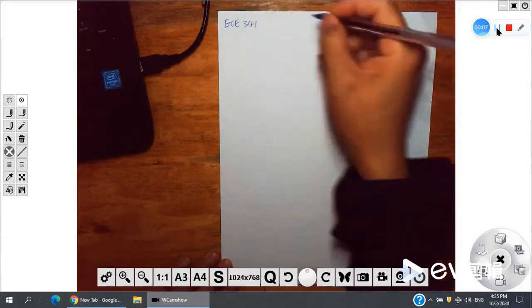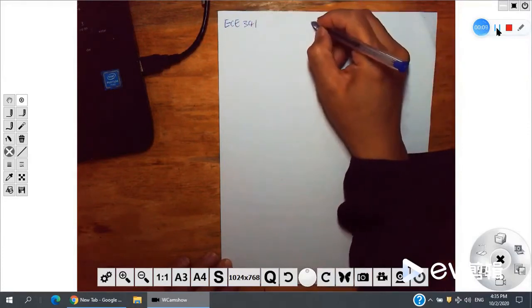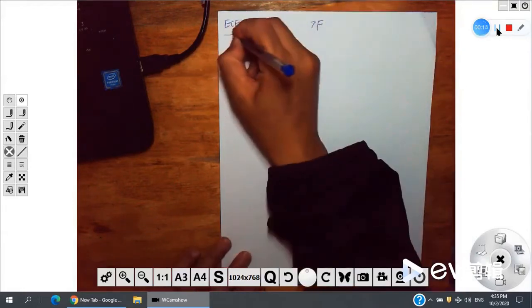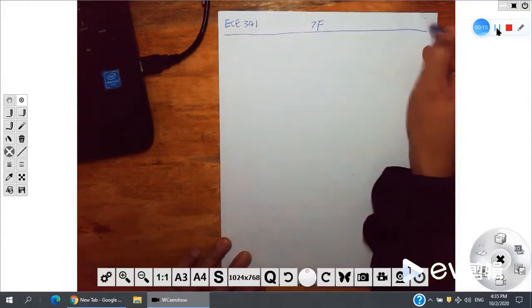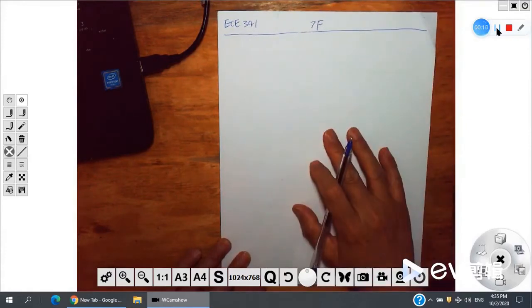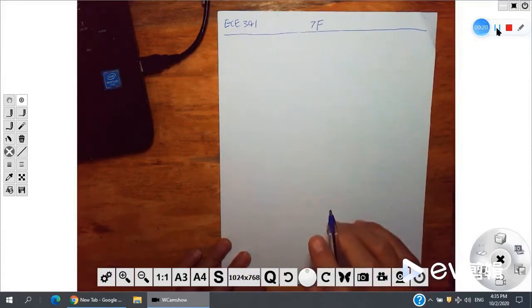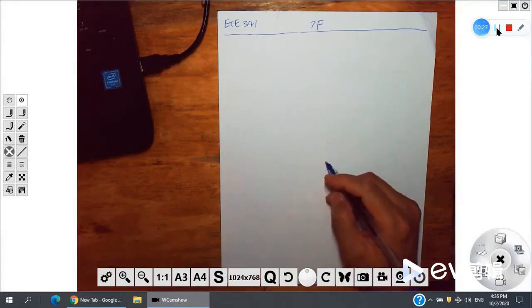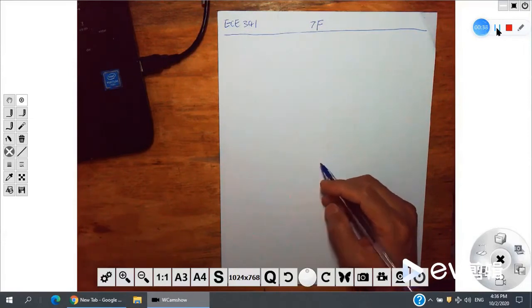ECE341. This is the lecture for the 7th week, Friday's class. Today we will consider some function of random variable. We already studied something about the random variable. We have the definition of random variable. We have the CDF, PMF, PDF of a random variable. Now we consider a function of random variable.